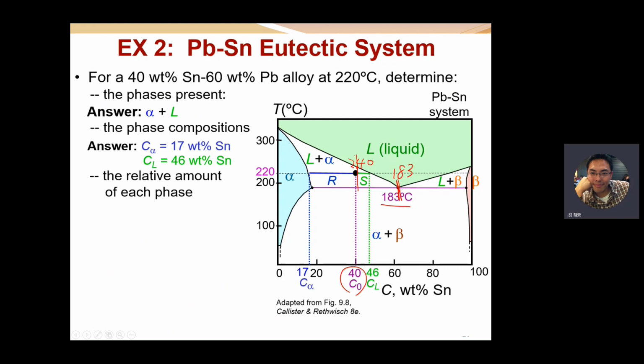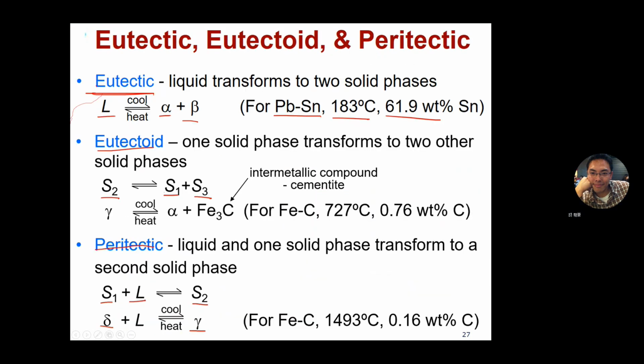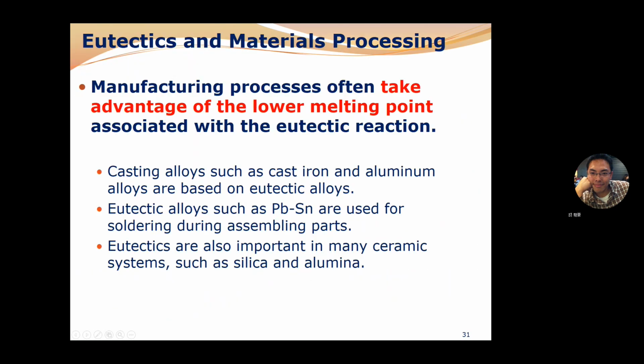So why not just specify a composition other than the eutectic? Because at the eutectic composition, its melting temperature is the lowest and its mechanical strength is highest. The casting alloys, such as cast iron or aluminum alloys, are based on the eutectic alloy. So why are casting alloys based on eutectic alloys?